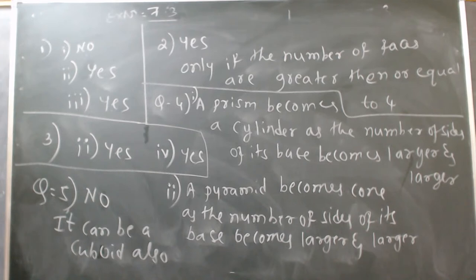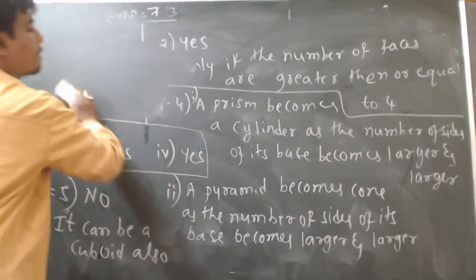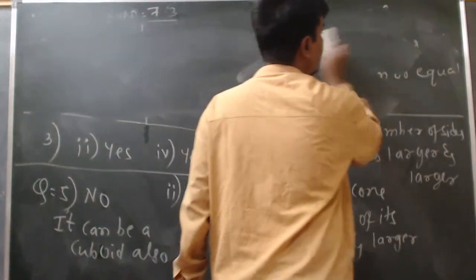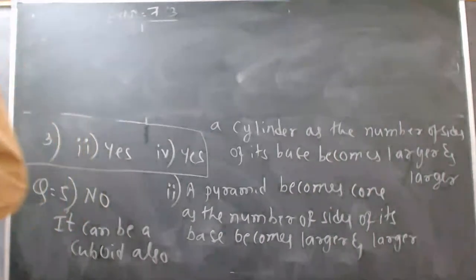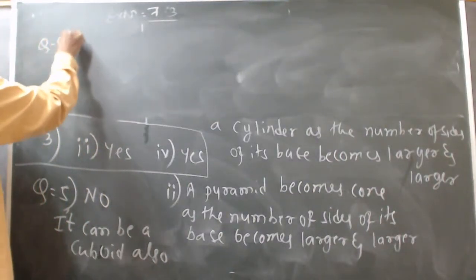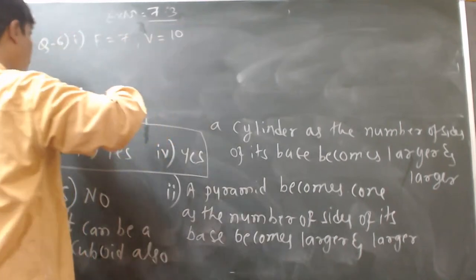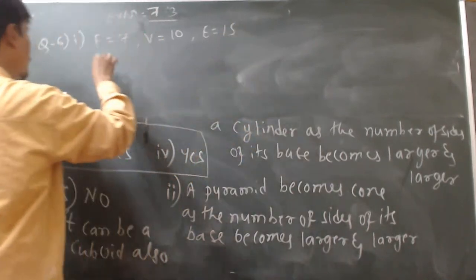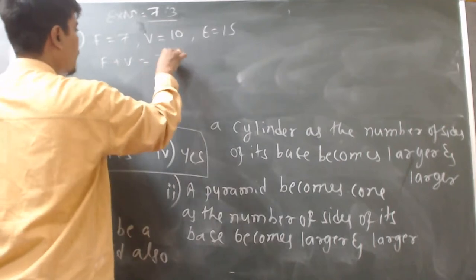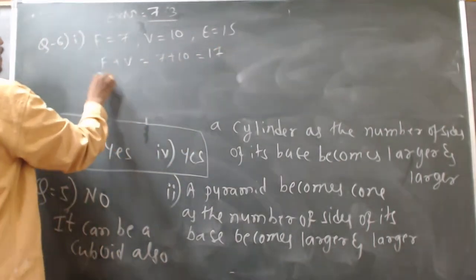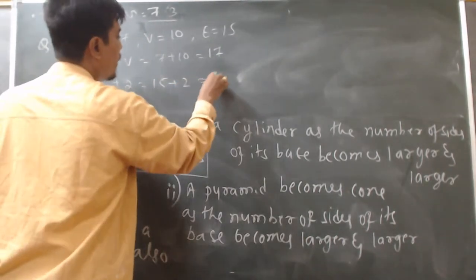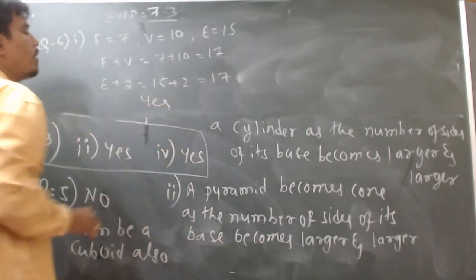After this, we have some diagrams, and they are saying to verify Euler's formula. So what we have to do is verify Euler's formula. Sixth one, first diagram: faces are 7, vertices are 10, edges are 15. What is the Euler formula? F plus V equals E plus 2. That is 7 plus 10, which is 17, and E plus 2 is 15 plus 2, which is 17. Both are the same. Yes, it obeys Euler's formula.